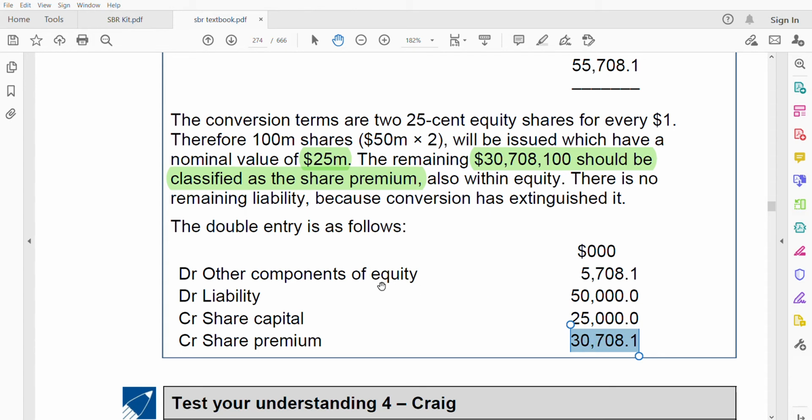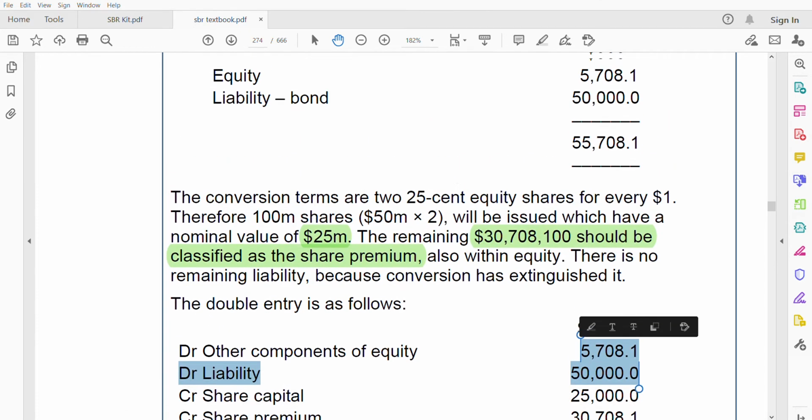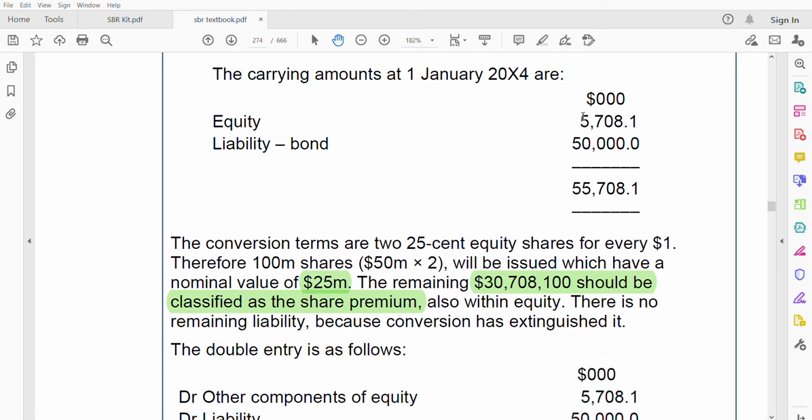And other components of equity is debit. This one, 57081. It is this one. Initially, what you have got for equity, it is debited. Okay, because it will go off.